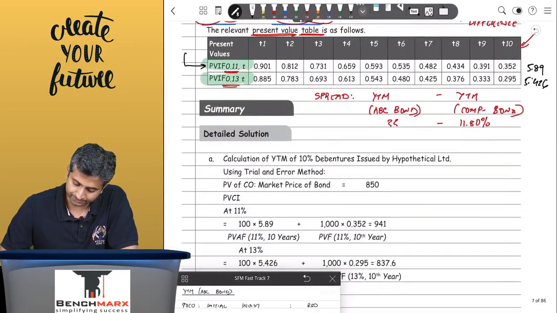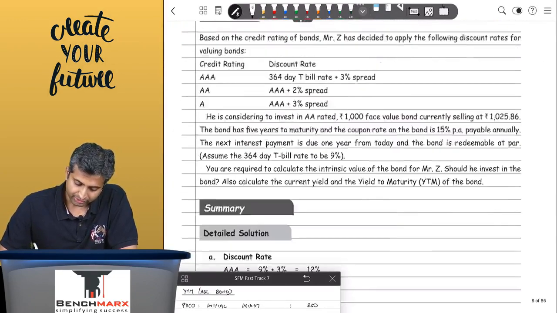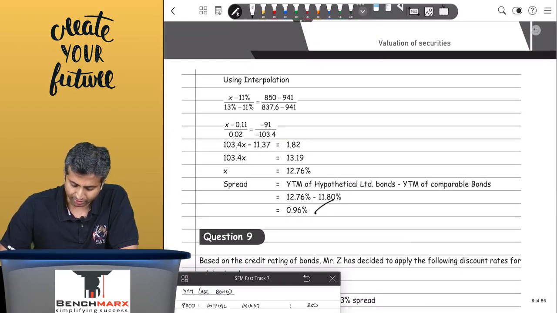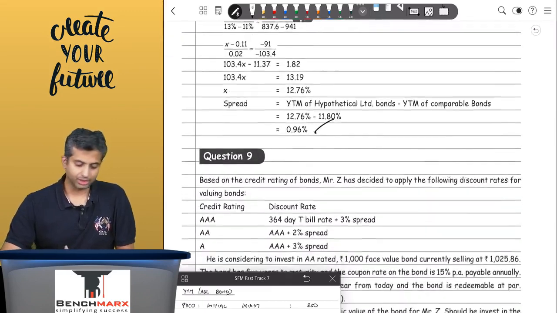If you go to see, this is interpolation and all of this, yes, 0.96% is the spread.